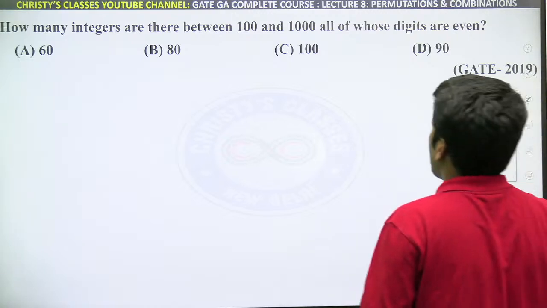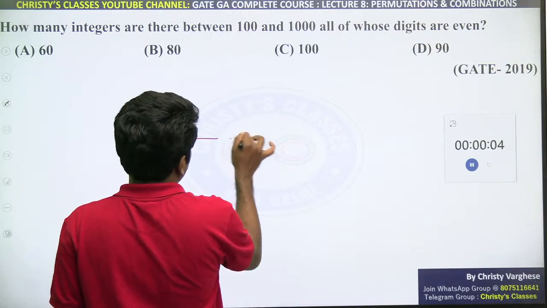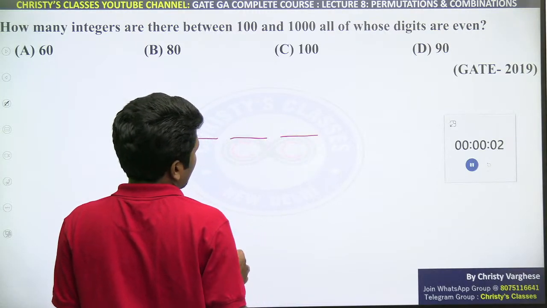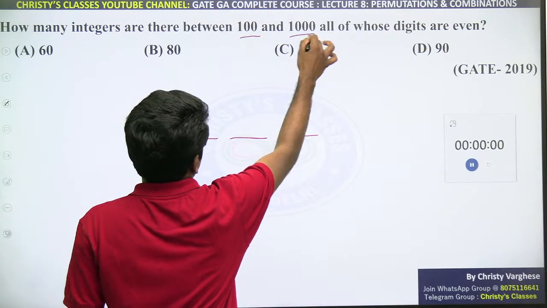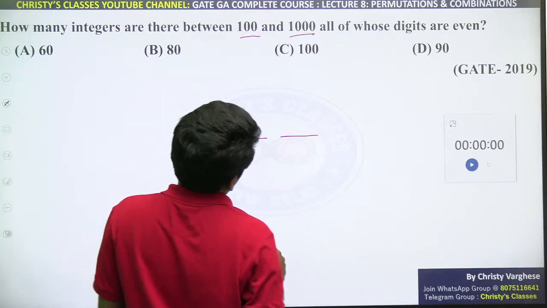How many integers are there between 100 and 1000, where all of those digits are even? Not the number being even, all digits are even. But the number is between 100 and 1000, not 0 to 1000, it is 100 to 1000. So what are the possible rightmost digits?